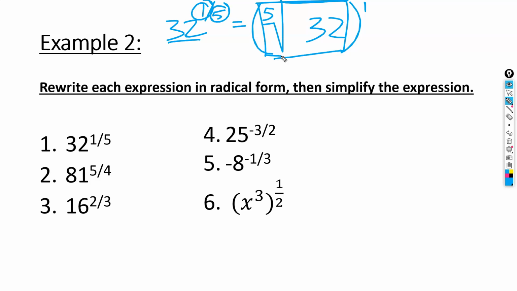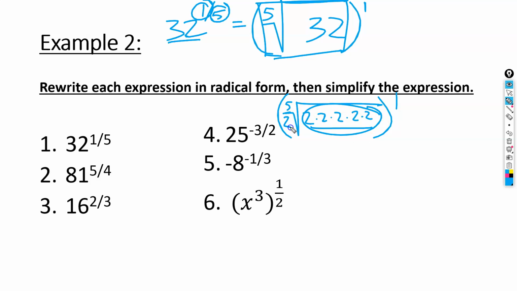Well, if you were to break down 32, you would end up with 5 2's. And that's not a surprise because I told you I was going to give you some perfect roots. In this case, we have exactly 5 2's, and that's how many we need to take one out. So for every group of 5, I can put one outside the radical and cross this off. And now since there's nothing else under the radical, we don't need the radical anymore, and all we have is this 2 on the outside.